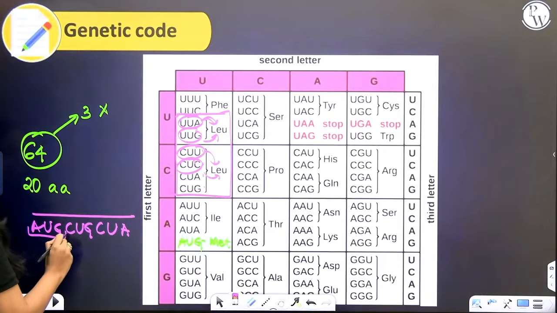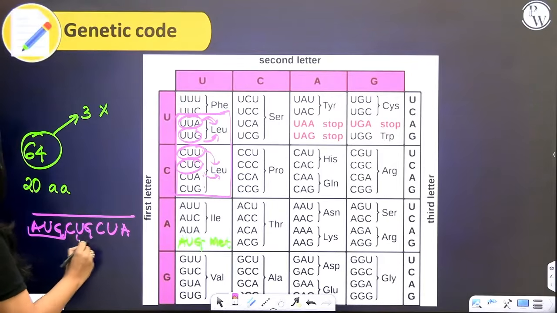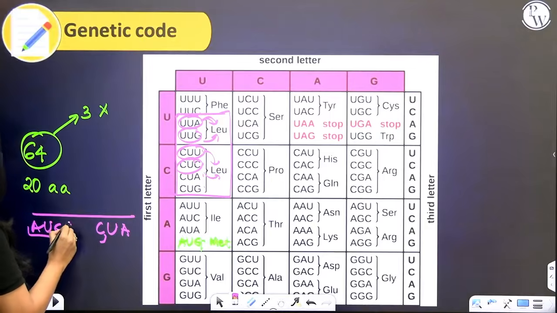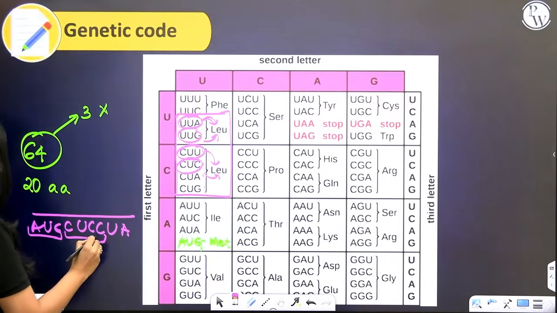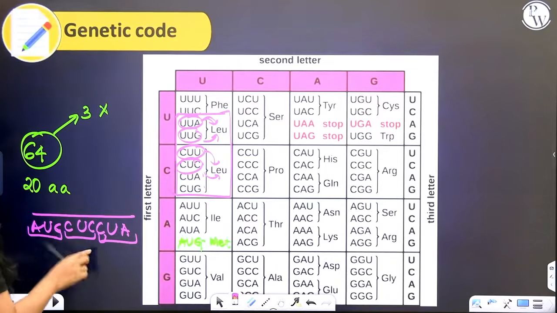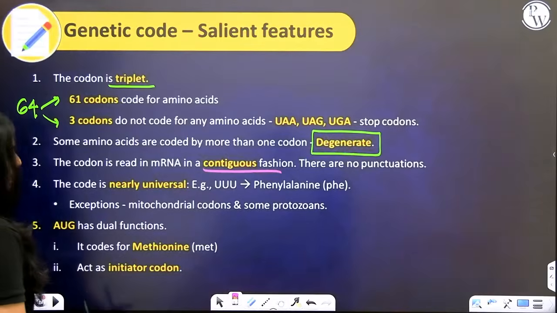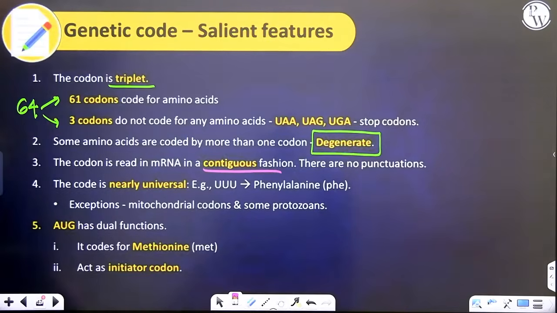Okay, so this will be one codon. The next codon cannot be like this where C is skipped. It is read continuously. So, the next codon will be this. The codon after that will be this. No codons are skipped in between, or no nucleotides are skipped in between. That is what it means when we say it is read in a continuous fashion.